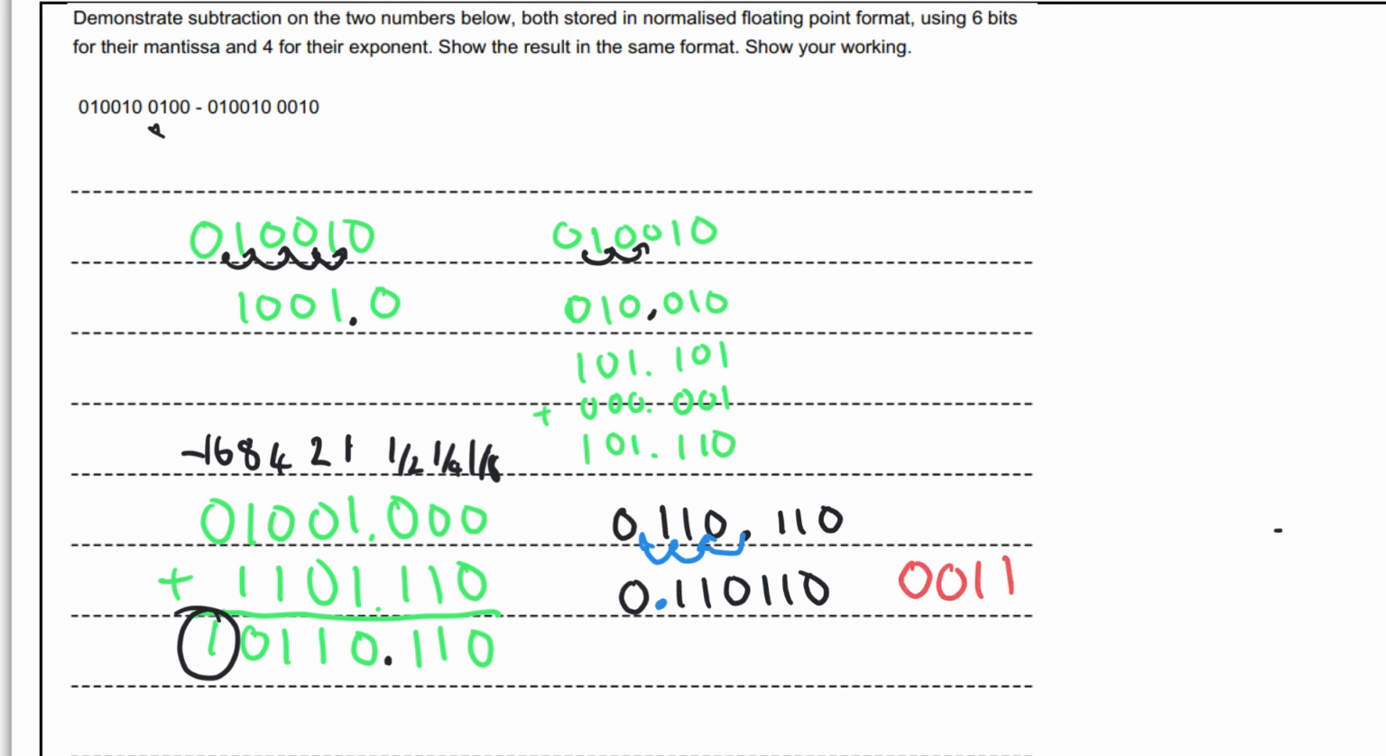It's a 6-bit mantissa. Is that a 6-bit mantissa? 1, 2, 3, 4, 5, 6. So this one here is going to go. And God, it has. And then to write it out in the same format, I should write it out as 0, 1, 1, 0, 1, 1, 0, 0, 1, 1, i.e. that one's down here, that one's down here.